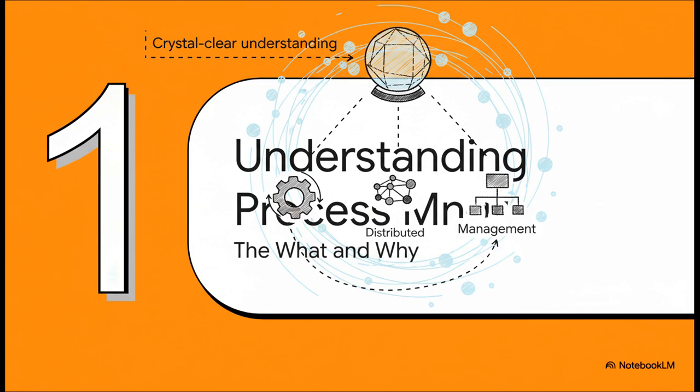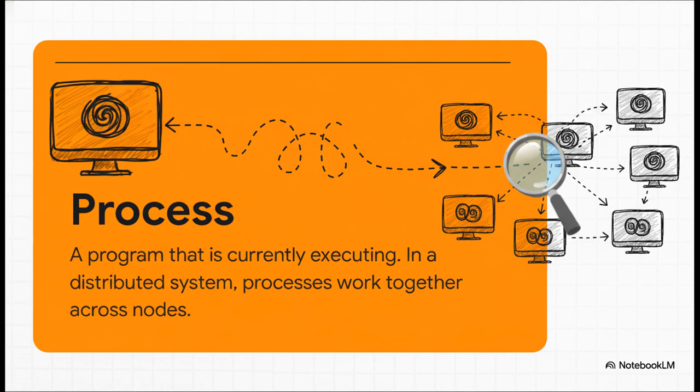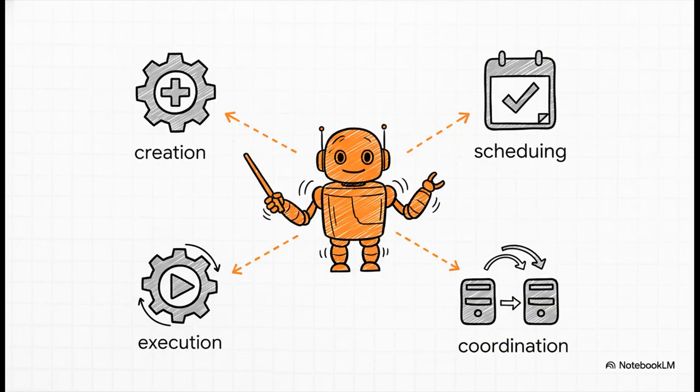Let's break it down. At its heart, a process is just a program that's currently running. Simple enough, right? Now, on your personal computer, all those processes are like workers in a single factory. But in a distributed system, it's totally different. It's like having those workers in different factories, maybe even in different countries, all having to communicate and cooperate on the same big project. And that's the key idea. And that's exactly what process management does. It acts as the project manager for all those scattered workers.